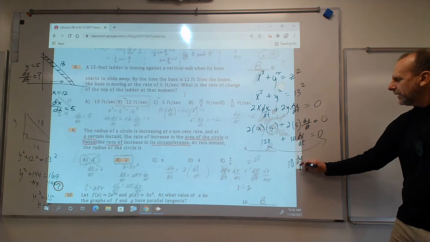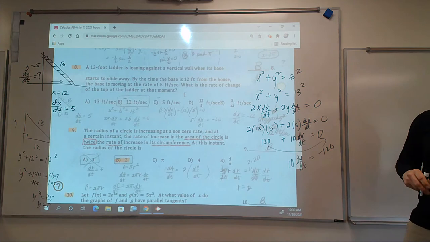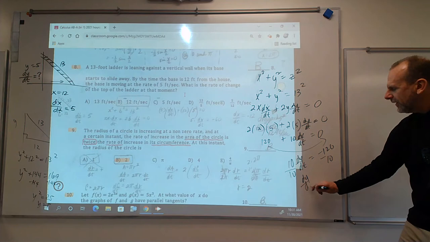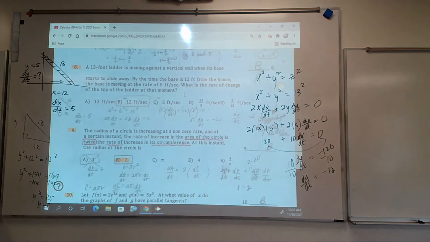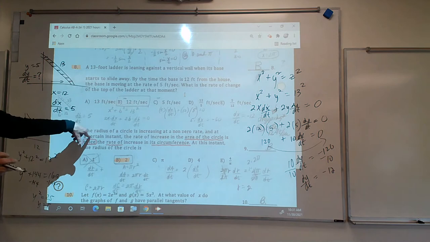You have to subtract from both sides. Divide by 10. dy/dt, or the rate that the height of the ladder is changing, is negative 12. There's your answer. Not that bad. Related rates, not that bad. You guys okay with that? Any questions? Okay, now another one. Related rate here, another one.